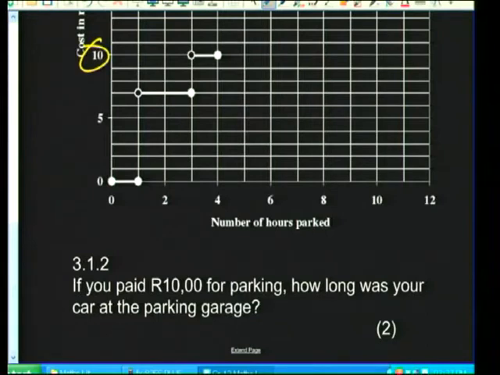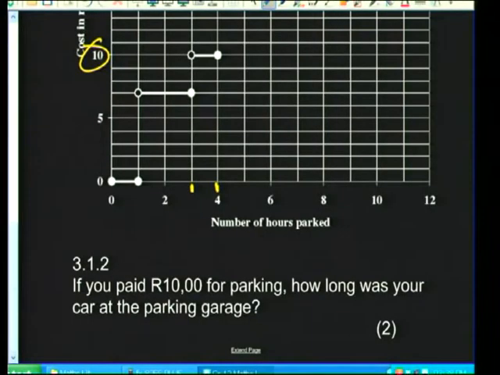So here it is, 10 rand, and I'm paying 10 rand for anything after 3 hours and up to 4 hours. So it's from 3 hours and 1 minute, or even from 3 hours and 1 second actually, but let's say from 3 hours and 1 minute all the way up to and including 4 hours. And it's including 4 hours because we've shaded in that circle. Can you see that? Whereas the 3 hours, it wasn't shaded in. But 3 hours is shaded in down here, which means if I parked exactly 3 hours, I'm going to pay 7 rand. But anything after 3 hours, I'm going to be paying 10 rand. Okay. Next question.